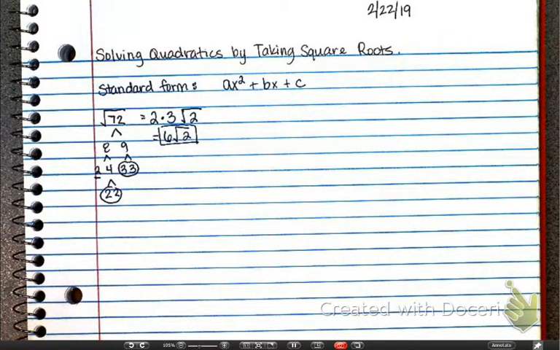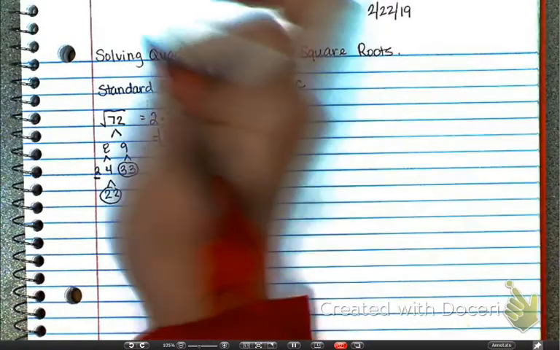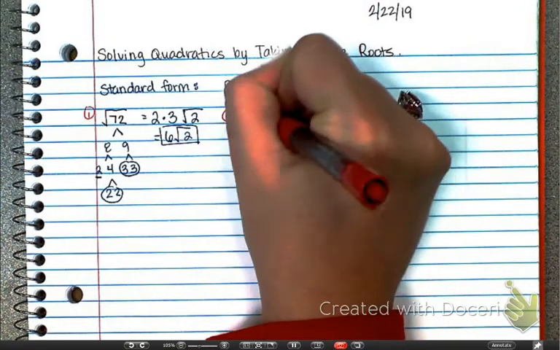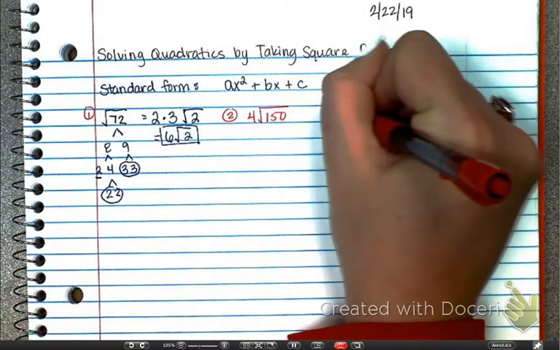Why don't you try these 2 for me, and then we'll move on past this. But it looks like we remember how to simplify a radical.